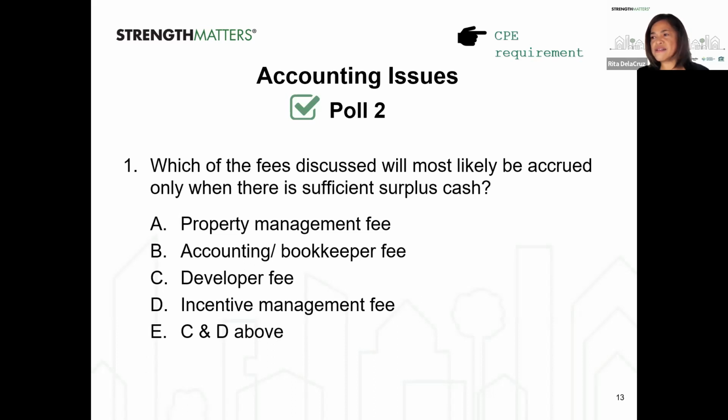Which of the fees discussed will most likely be accrued only when there is sufficient surplus cash? Is it property management fee, accounting bookkeeper fee, developer fee, incentive management fee, or C and D above, meaning developer fee and incentive management fee? Just focus on the word accrued.